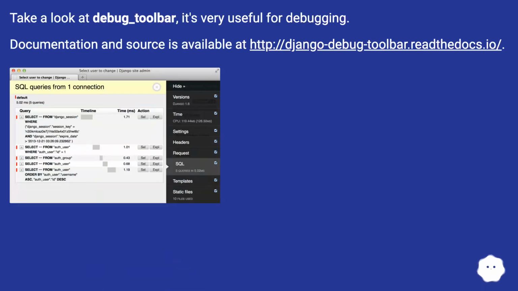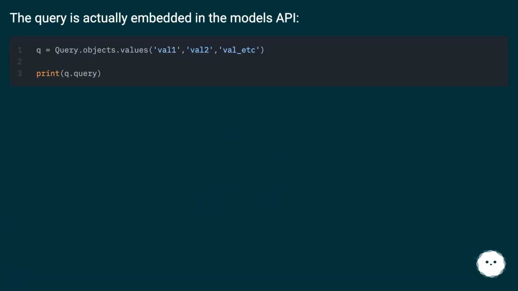Take a look at debug_toolbar. It's very useful for debugging. Documentation and source is available at this URL. The query is actually embedded in the Models API.